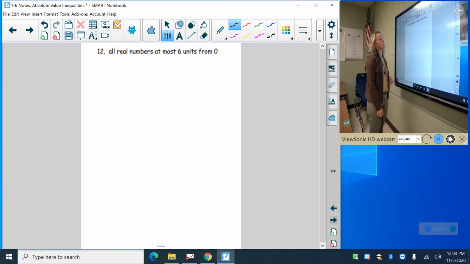Let's look at this one. All real numbers at most 6 units from 0. So let's graph it.